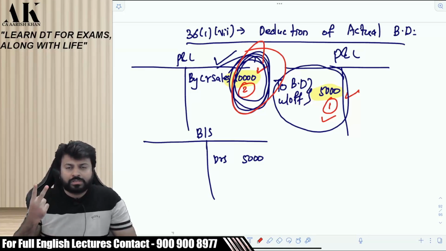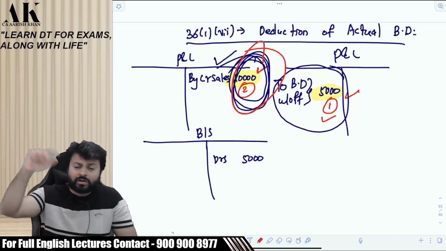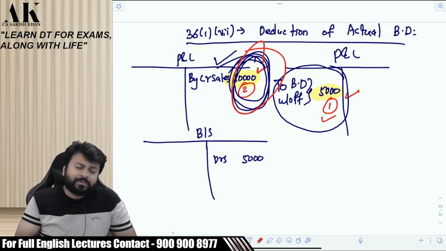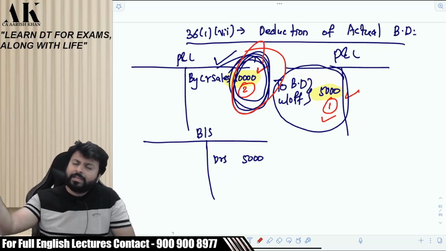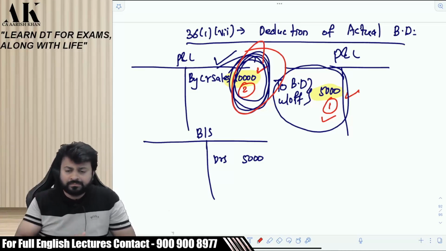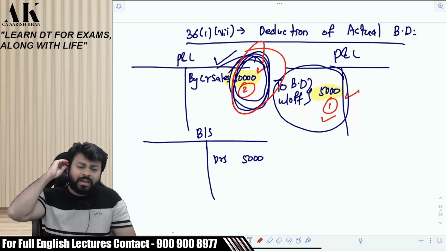I am raising two questions. If there is a debt which I feel is bad now, and if I want deduction, am I supposed to prove to the government how much effort I have taken? Show how many times you have reminded the assessee. Please show how many emails you have sent to the assessee. Will the department ask you these questions, or will they allow it the moment you write off? Please answer. What do you feel?